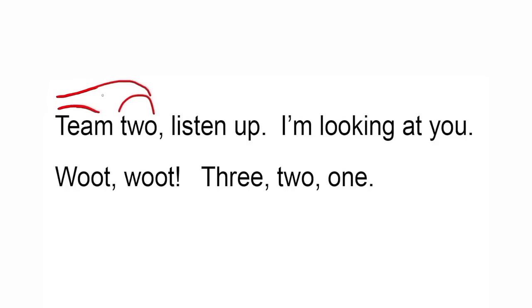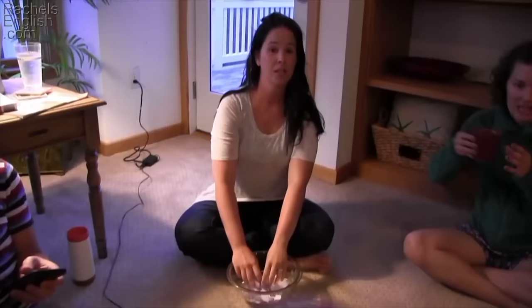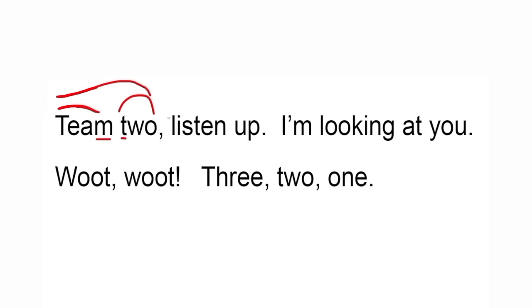Team two. So the ending M right into the T with no break. Team two. Listen up. Team two. Again here, linked together. Smooth.